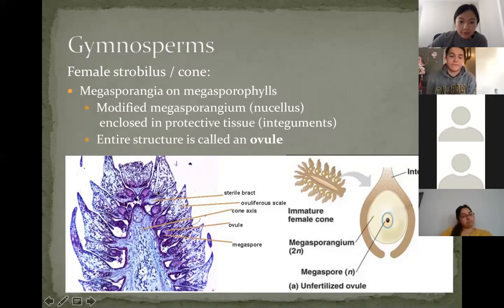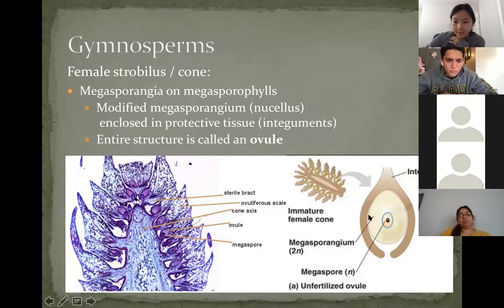These are the ovuliferous scales. So these are essentially these big scales coming off right here. These are basically the megasporophylls. At the very end of those megasporophylls, right here is your megasporangia, or your ovule. Now your megasporangia is where your megaspore is going to be housed, your haploid megaspore.